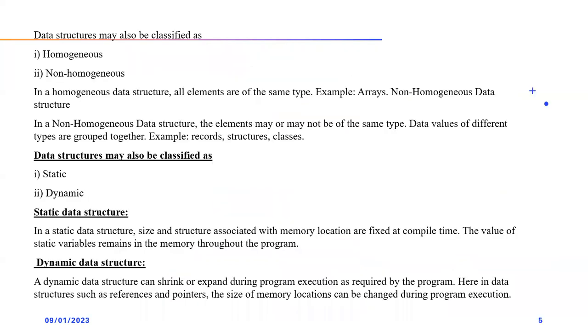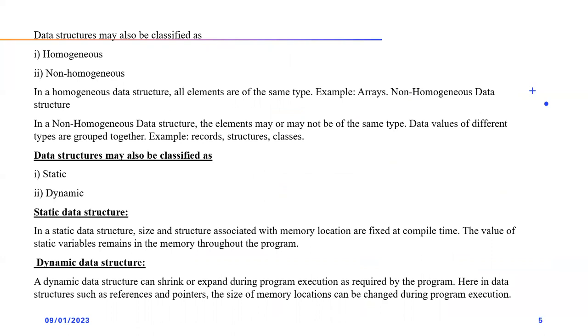So data structure can be classified into homogeneous and non-homogeneous. Homogeneous means where all the elements are of the same type. So examples are the arrays, and non-homogeneous data structure are where the elements may or may not be of the same type. Examples are the records or the classes or the structures.